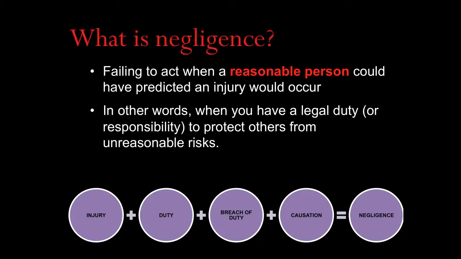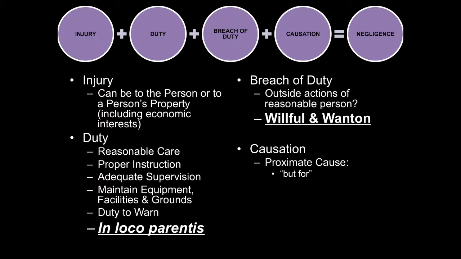Boom. So what is negligence? This is the first big area of torts. Negligence is failing to act when a reasonable person would have acted. Okay? So this is the legal duty that we have to everyone else to protect each other from risk. There are four elements to negligence: an injury, a duty, a breach of duty, causation. You put those four things together and you have negligence. Let's dive in to each one of those.